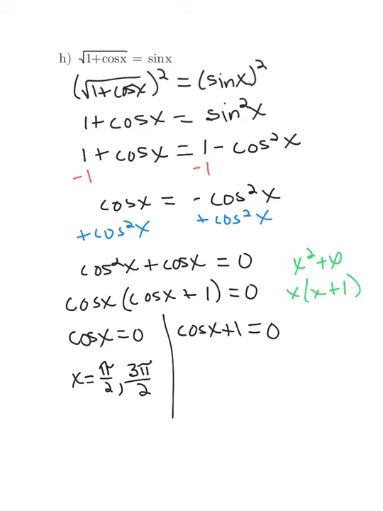On the right side, we have to add or subtract 1 from both sides. And we now have cosine x equals negative 1. So now you have to ask yourself, where on the unit circle is the x-coordinate negative 1? That happens only at one place, and that is at pi.